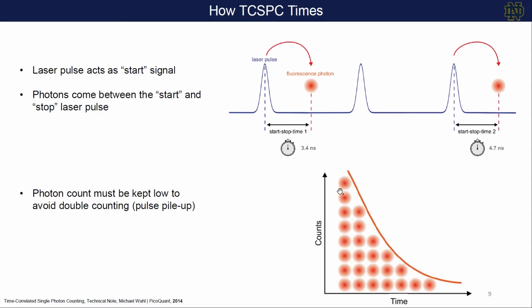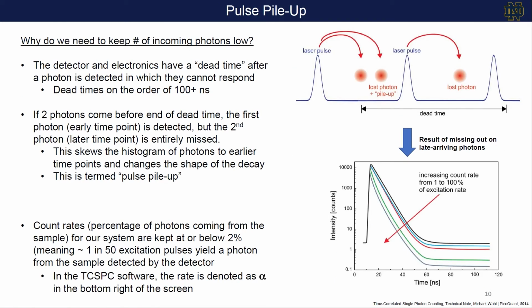So this is the general way that things are being timed, but there's a very important idea that we have to basically avoid, what's called pulse pileup. Essentially, if we count photons and too many photons are coming in, we can start to inaccurately detect them, so to speak. I'll talk a little bit more about pulse pileup in this slide.